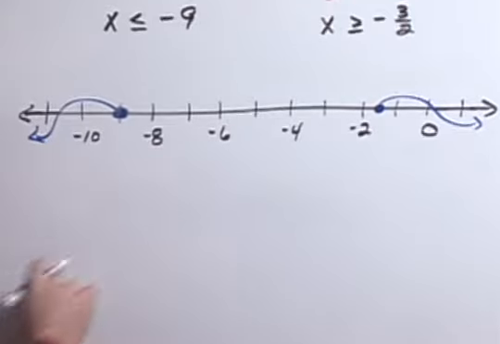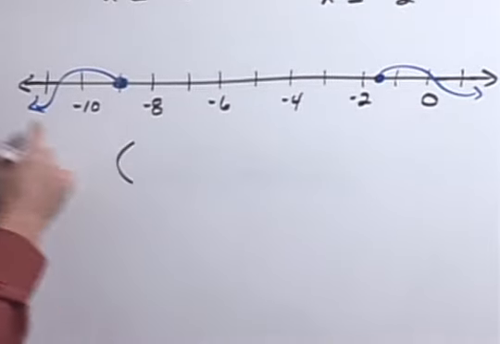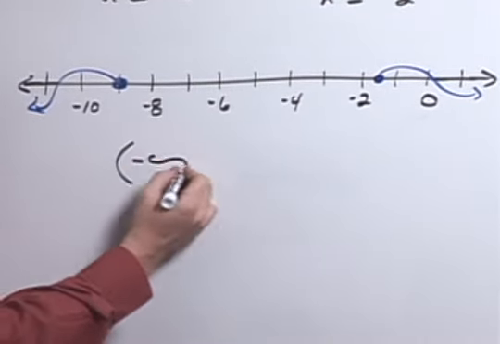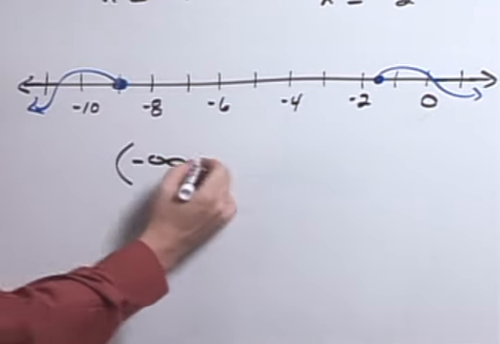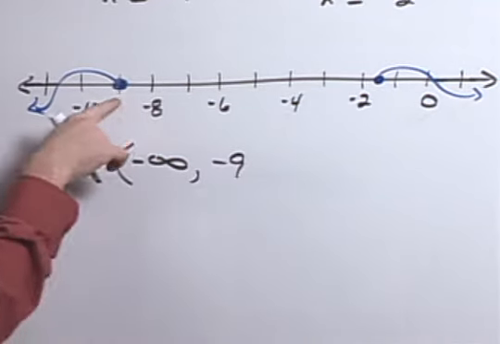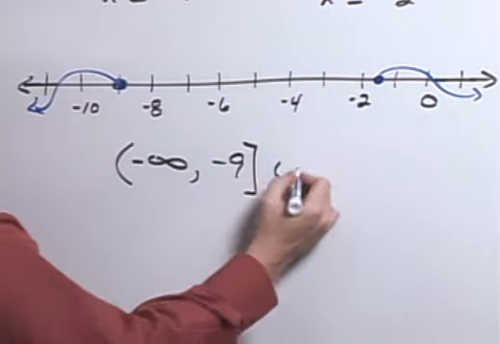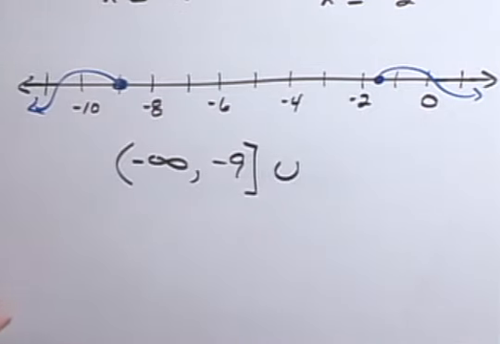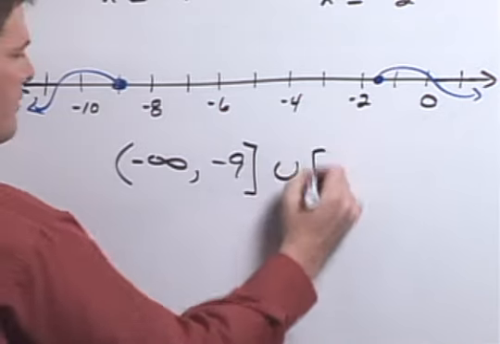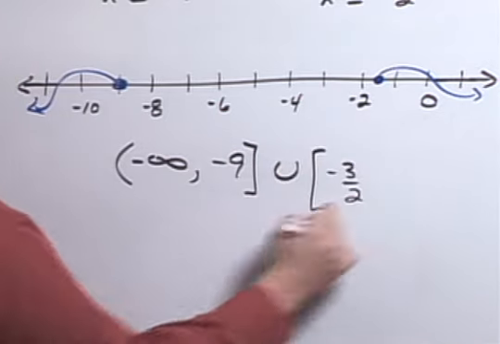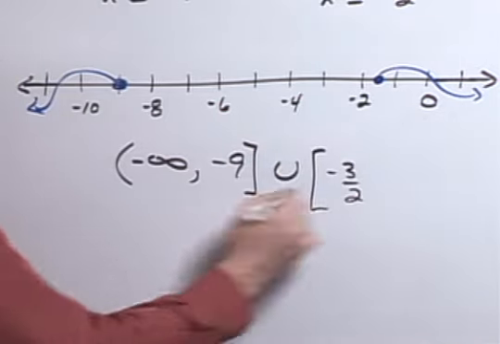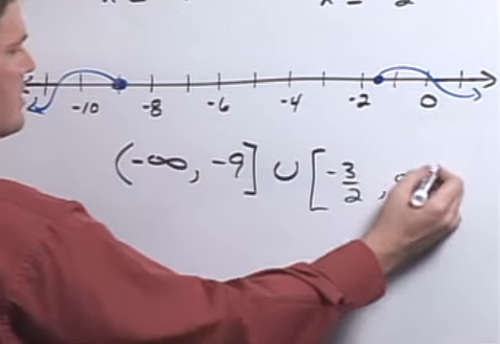To write that in interval notation, we start at negative infinity, and it goes all the way to negative 9. Since it includes negative 9, we'll use a bracket. Or we can use our union symbol, negative 3 halves. Again, it's a bracket because it contains that, all the way to positive infinity.